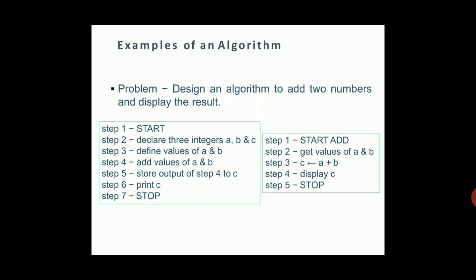Okay, so the same steps are followed here. You will see the first step is to start, and because of that, we are writing an algorithm here. That means we are writing some instructions, a step by step procedure. Then the second step says to declare three integers.